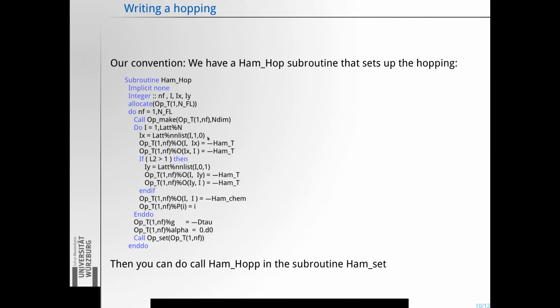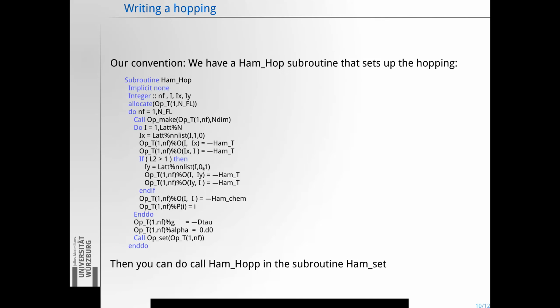Here you get the nearest neighbors in x direction, the index, and you set the entries of these neighbors in the matrix to the hopping amplitude. In our case, it's minus half t. And here it's protected by an if statement, so the code can switch dynamically from 1 dimension to 2 dimensions, or you can also consider ladder models with that.